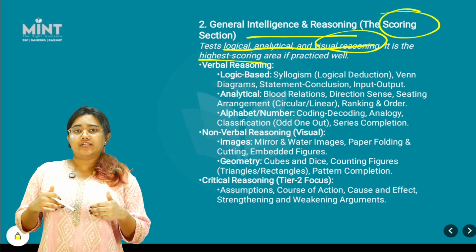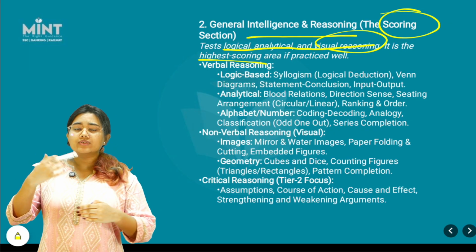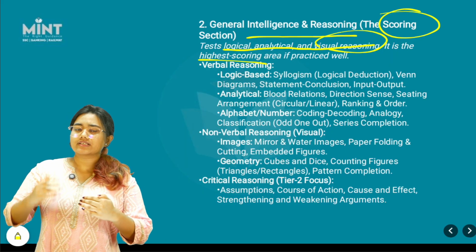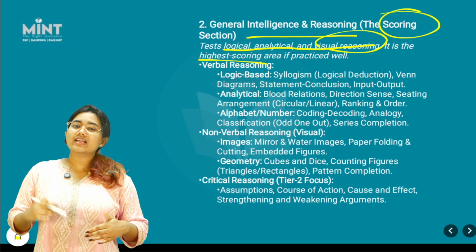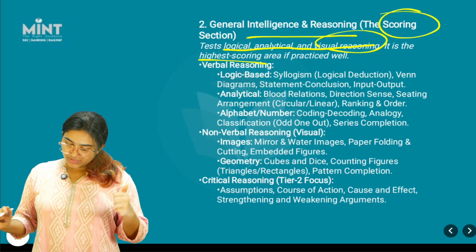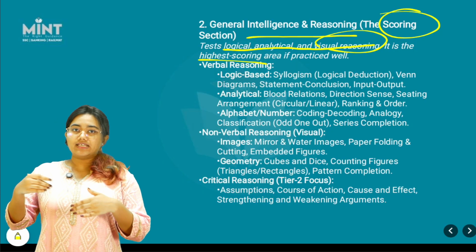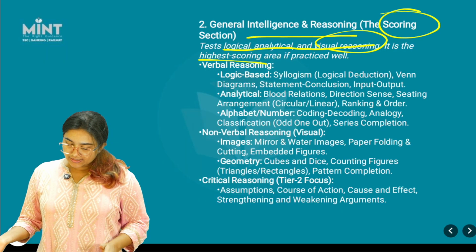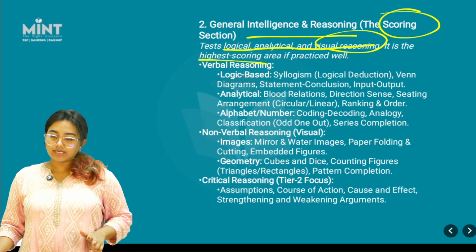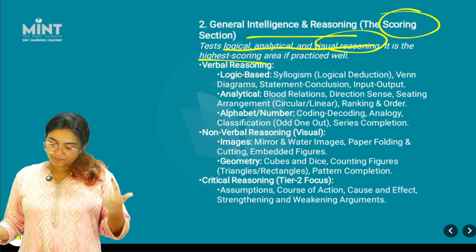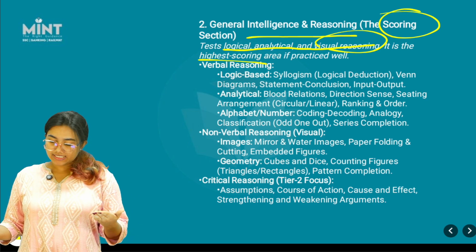For example, blood relation, like how is this person related to this person. A photograph will be given, and this person is related to my grandmother or something like that. Things like that will also be asked. Direction sense, they walked north and then west, east, all of that is going to be asked. Seating arrangement, ranking and order is also likely to be asked. Alphabet or number coding, decoding, analogy, classification, series completion, etc.